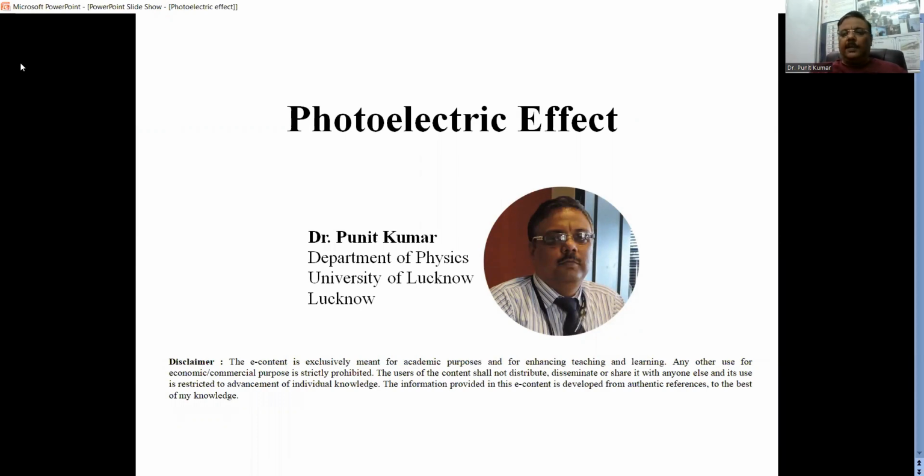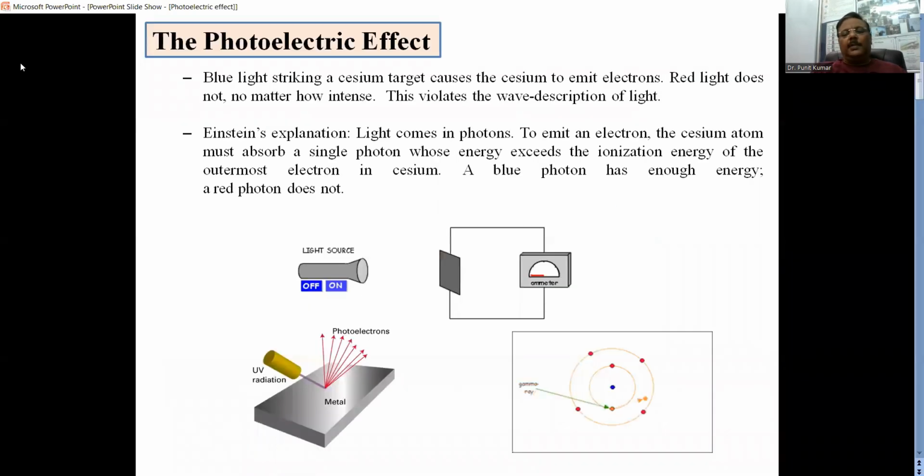Today we will be discussing the photoelectric effect. In our previous lecture, we discussed wave-particle duality, and today we will be taking up the photoelectric effect. So basically, what was observed is that when blue light strikes a cesium target, it emits electrons. The electrons are emitted from the cesium. Whereas if red light strikes the target, there is no emission as such.